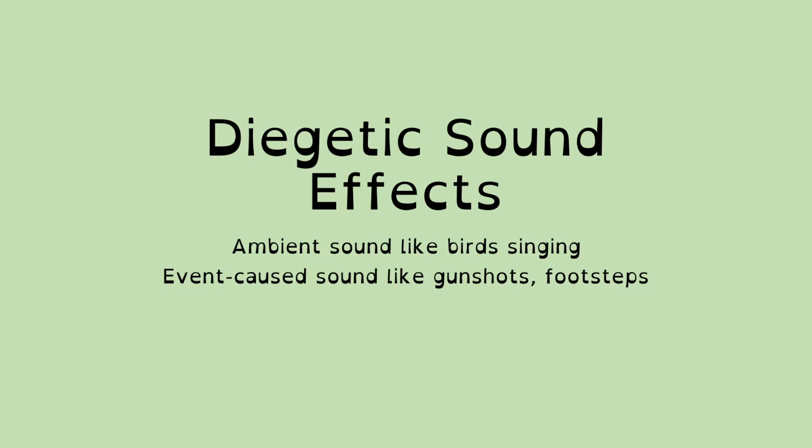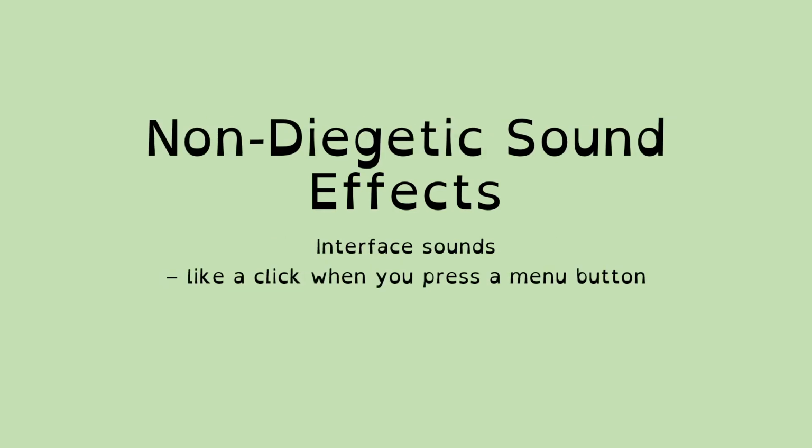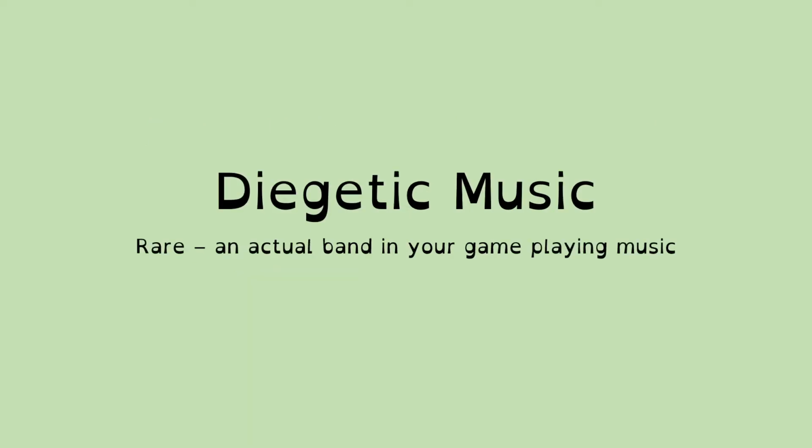So diegetic sound effects are things like ambient sound, like birds singing in the background, the sound of machinery, the sound of traffic rumbling along, and event-caused sound like gunshots, footsteps, explosions, that sort of thing. Non-diegetic sound effects are things like the interface sounds. So if you've got a menu up and you click on a button and it makes a little sound as you do it, that's a non-diegetic sound effect.